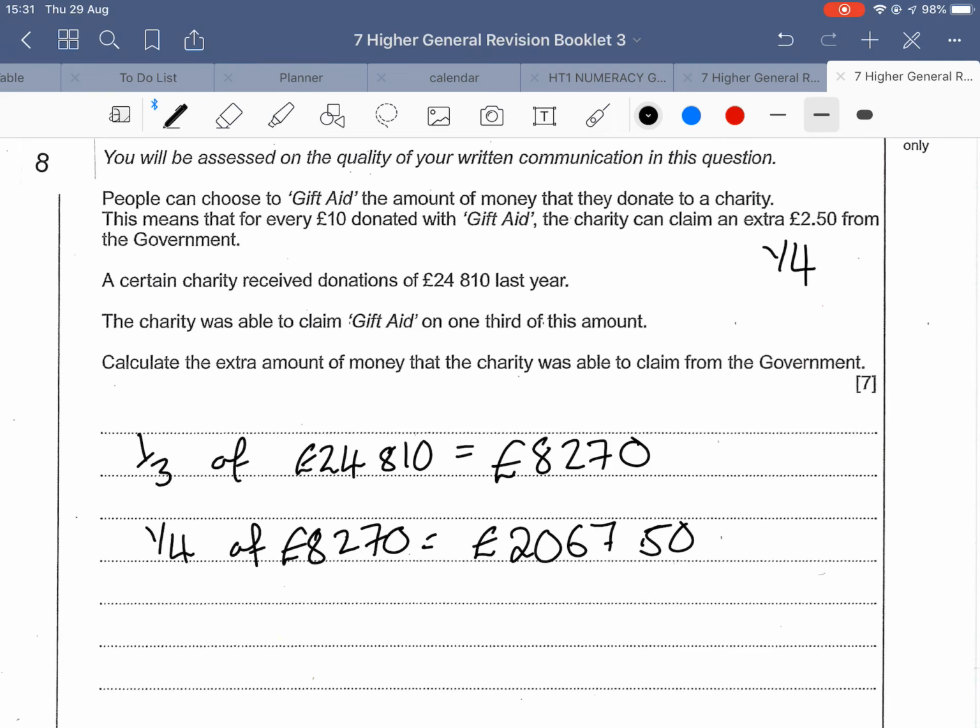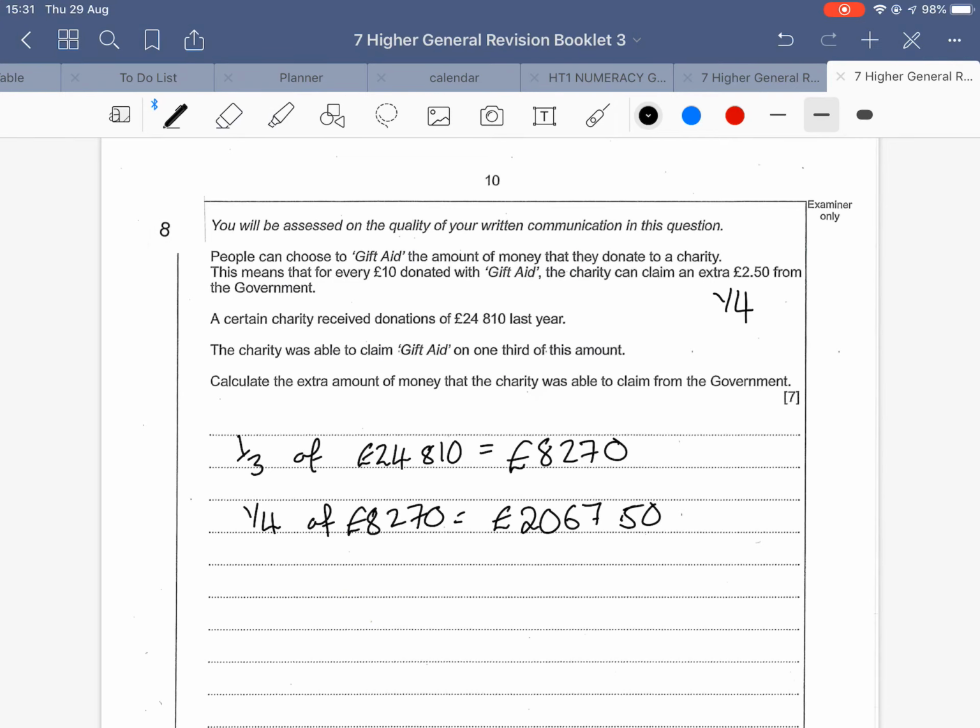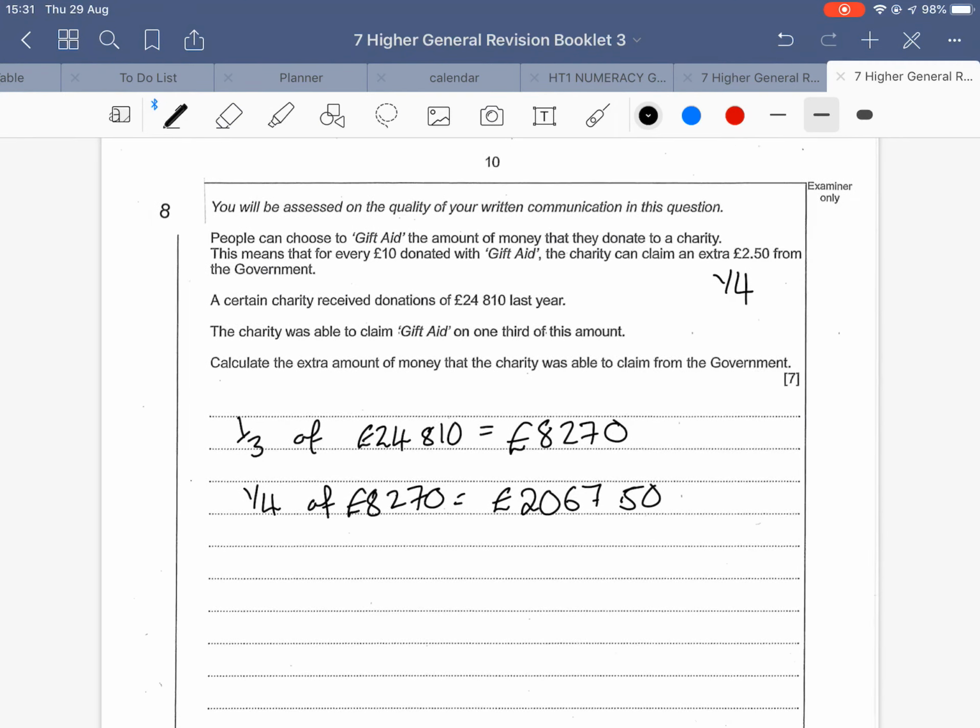Nah. I would call the top one something like the amount of money gift aid can claim, and the second one is the extra money that they can claim. That doesn't make any sense, does it? That's it. This feels too easy.